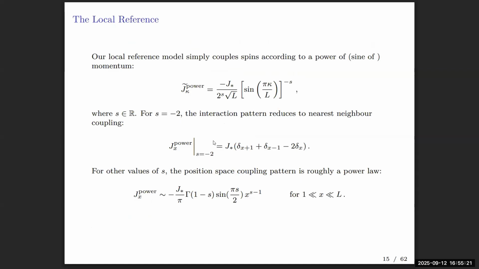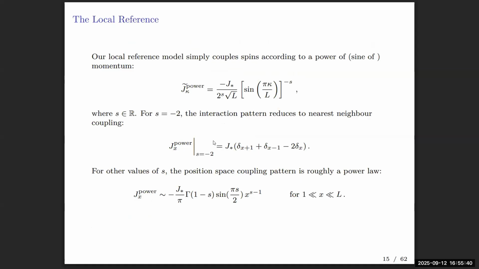And the sine to a power is really just because we're on a finite system, right? So this really is just like the local case where you have momentum raised to a power. Specifically, you can take s equals -2. That's the standard local thing. You get nearest neighbor coupling. So deep negative s means local regime.